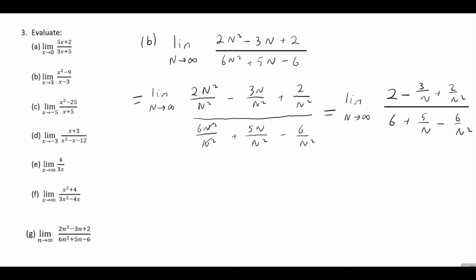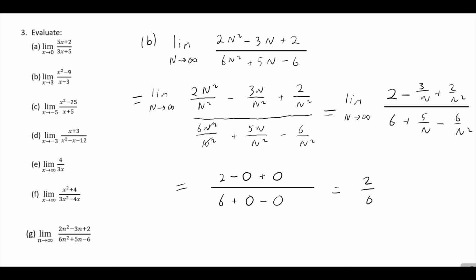over n squared. So now in this case, all we have to do is sub everything into that. So we do have our fraction here, and we're going to get 2 minus, now 3 over infinity is just going to give us 0. 2 over infinity is going to give us 0. So we're left with 0 plus 0 here. Then we're going to be left with 6. Again, this is going to become 0 and this is going to become 0. So we're just going to get plus 0 minus 0.